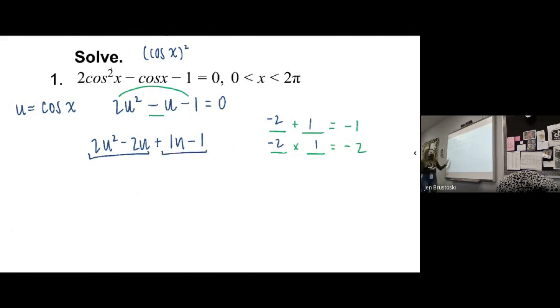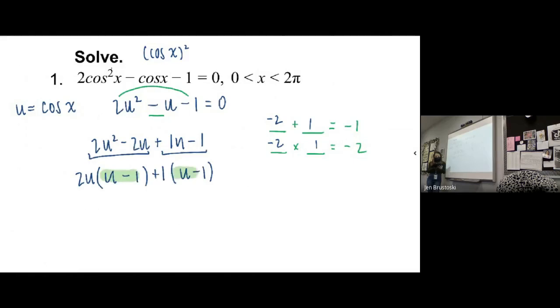And I ask, what's the largest thing that divides both 2u squared and 2u? It's going to be 2u. And then I'm left over with, what's 2u squared divided by 2u? 2 divided by 2 is 1. u squared divided by u is just u. And then 2u divided by 2u is 1. Between 1u and negative 1, the only thing that they have in common is a 1. And again, I'm left with u minus 1.